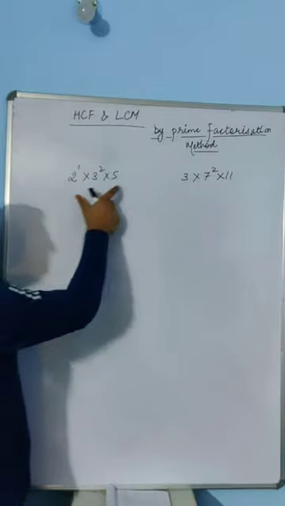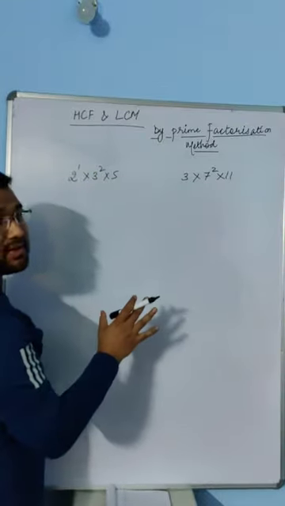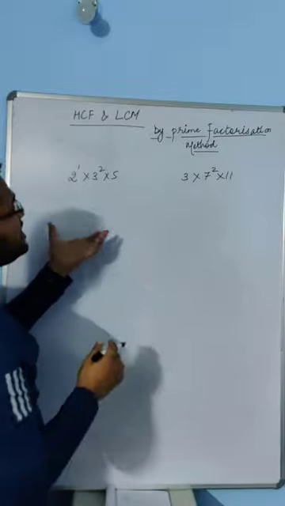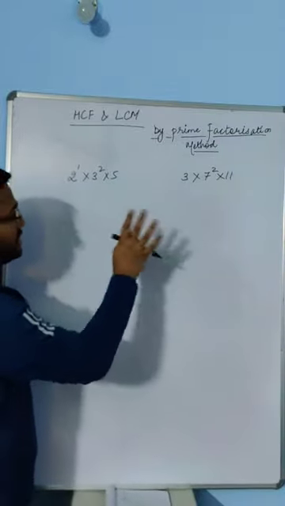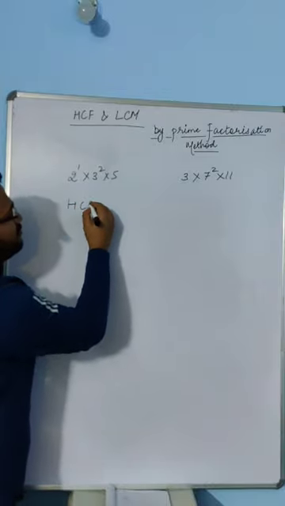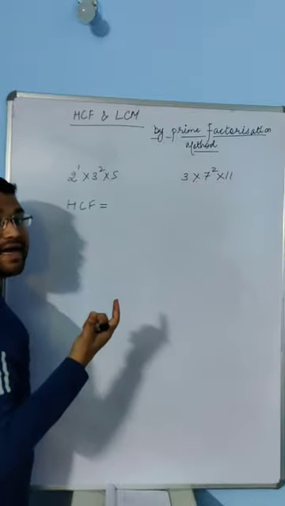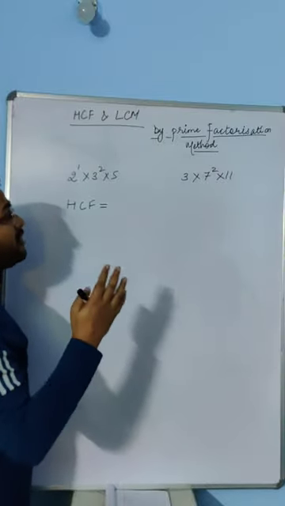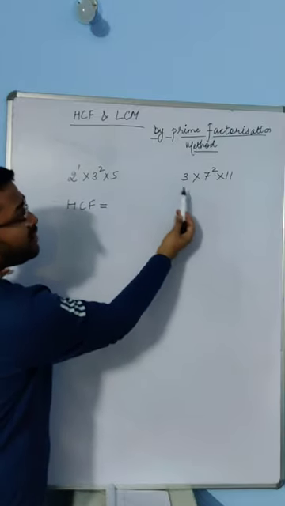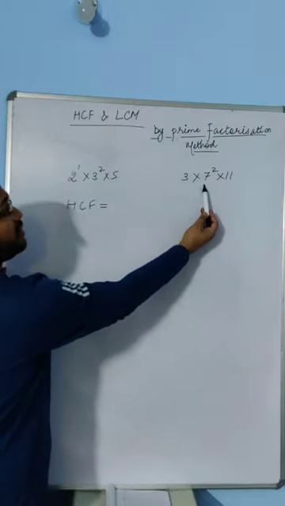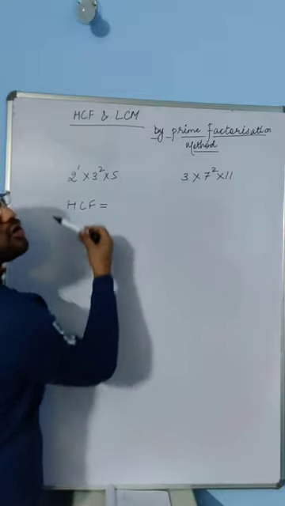What you need to find from these two prime factorizations is the HCF and LCM. This is just a random example. There might not be any specific number, but I've just taken a prime factorization of any two numbers like this. So to find HCF, I know what HCF is. We have to choose common factors with their minimum power. So do I have 2 common here? No. Do I have 5 common? No. Do I have 7 common? No. Do I have 11 common? No.